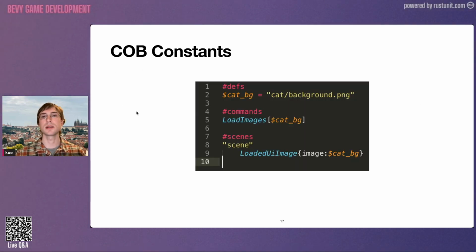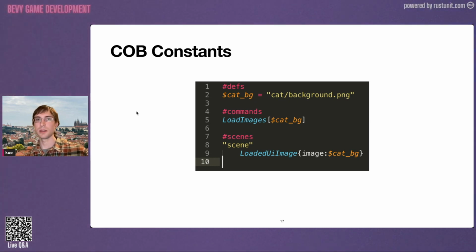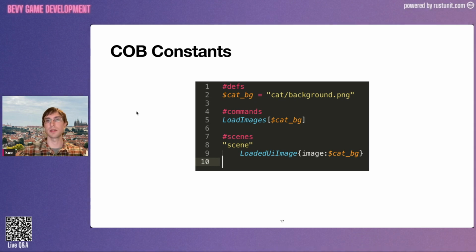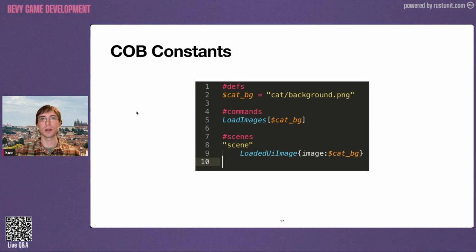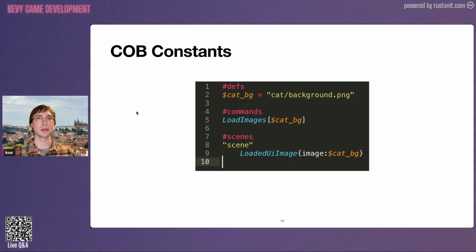All right, so here's a highlight of what I was talking about before with how a constant can be used to reduce duplication of this PNG location, this file location, and it ties together multiple loadables, so command loadables or scene loadables that depend on the same string.